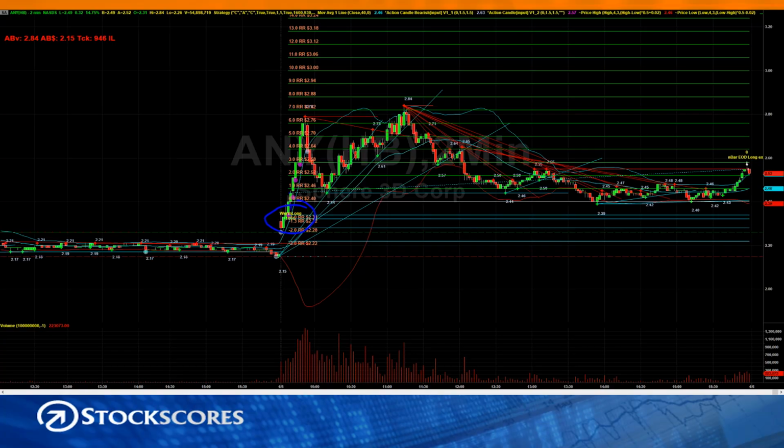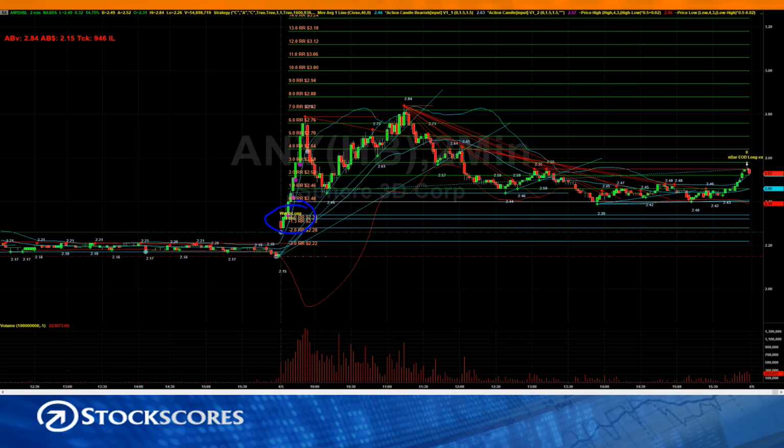So the entry price 240, the risk management price 234. That's a risk of 6 cents a share, which means the position size is 1,660 shares for every $100 of risk. If you were willing to take $1,000 of risk, well, then you take that 1,660 shares, multiply it by 10. Now you've got 16,600 shares for that position. All right, so that's the initial entry calculation.